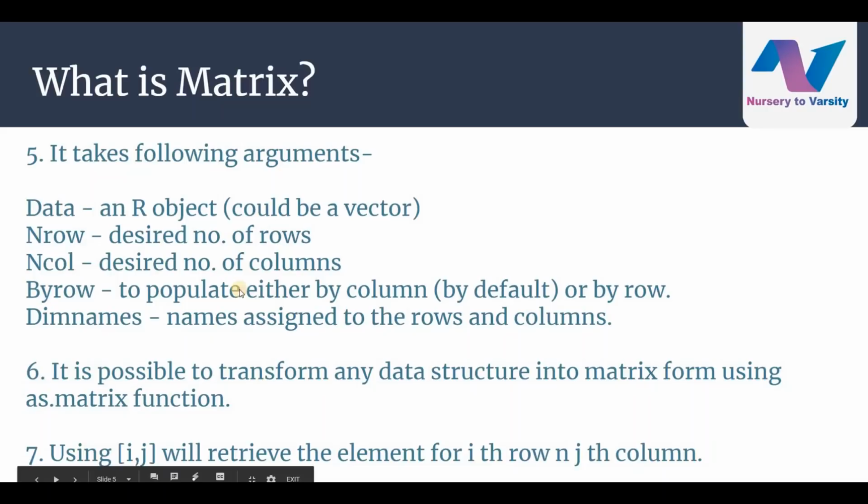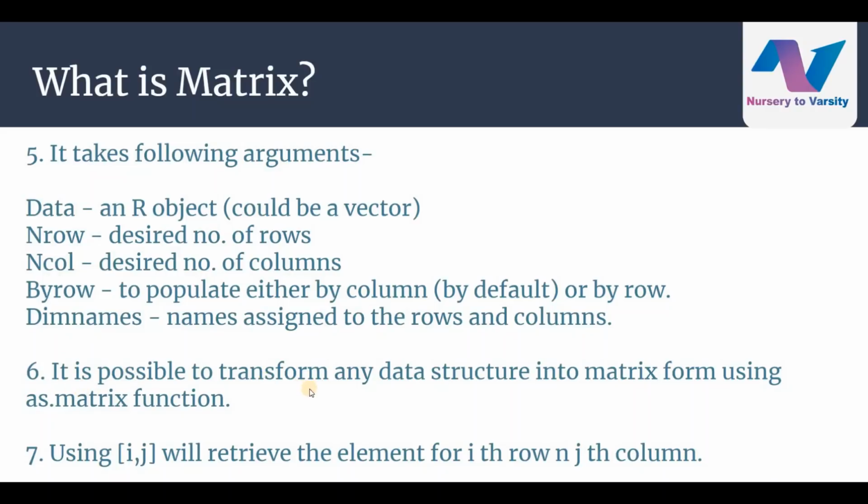Dim names helps us assign names to each and every column and each and every row. The fifth point says it takes the following arguments: data, and our object could be a vector. N rows, the desired number of rows in a matrix. N col, the desired number of columns in a matrix. By row, to populate either by column or by row. So by column is the default, we have already studied. If we want the elements to enter into the matrix by row, we need to use this parameter. And dim names, the names assigned to your rows and columns.